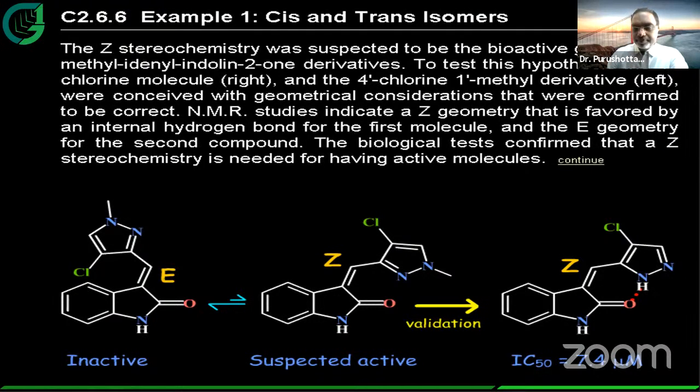Okay. So in this case, it is evident from this small modification, removal of the methyl group from the pyrazole, and the hydrogen bonding that exists after that removal, and the gain of activity. When you correlate all these facts to each other, it will give you the idea that the compound is in the cis conformation. The active form is a cis conformation.